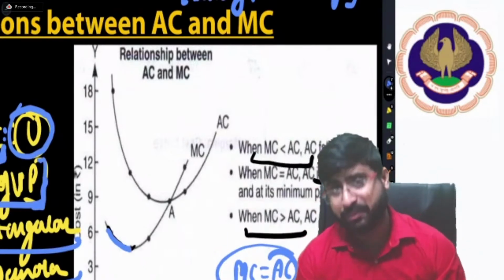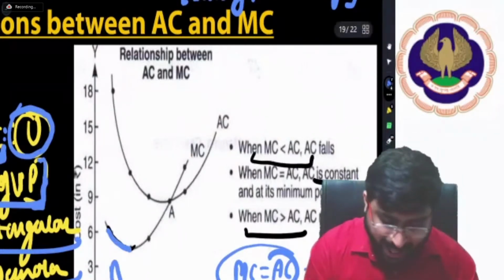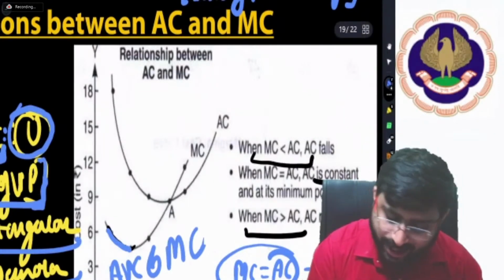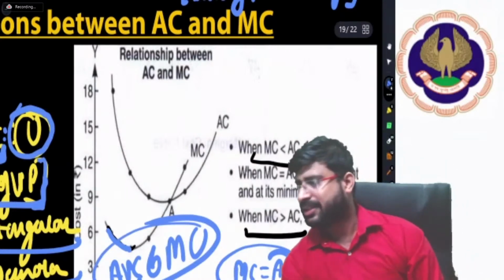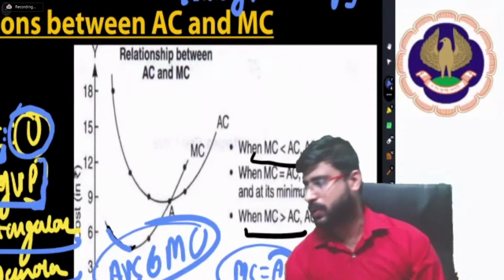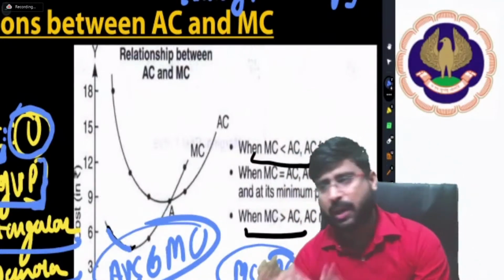Now this is AC and MC. Similarly, the same logic or same relationship applies to AVC and MC as well. Just instead of AC, you put AVC. Same logic applies there also.